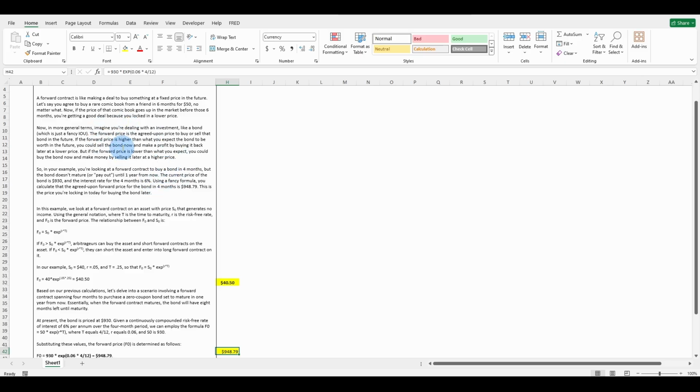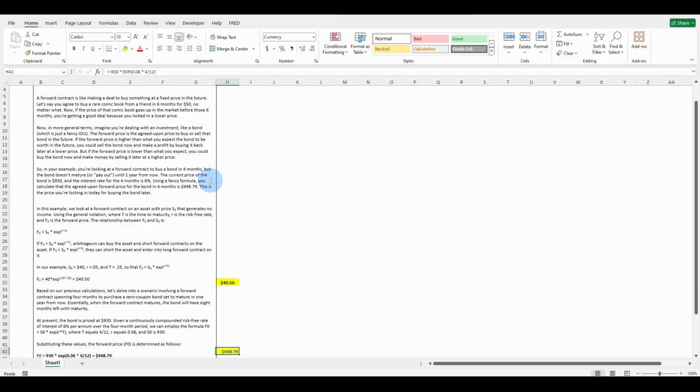Forget this arbitrage stuff. We don't want to get too complex here. The bond doesn't mature or pay out until a year from now. We know there's an 8-month life, but all we want to know now is what's this going to cost if we buy it today and then take control of it in 4 months. The current price of the bond is $9.30. The current price, think about that. And the interest rate for the 4 month is 6%.